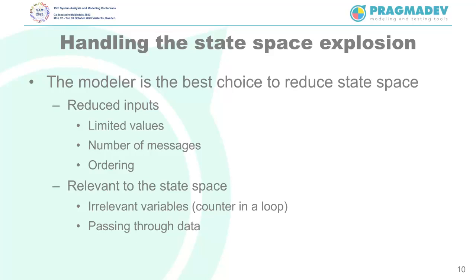Also, you have what we call irrelevant variables within the model. So it's not in the incoming messages, but within the model. So maybe, for example, you have a counter in a loop. This is not really relevant to the overall state. Okay, you make a loop. At the end of the loop, the counter has a different value, but it doesn't really matter for the overall state. So these are all things you can configure and say, okay, this is not relevant, and so on.